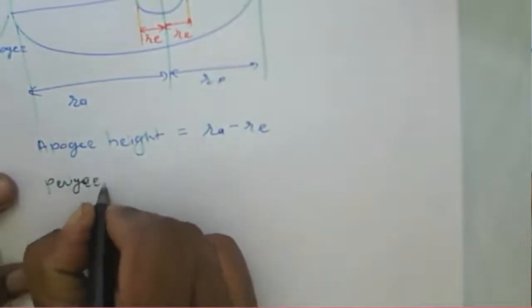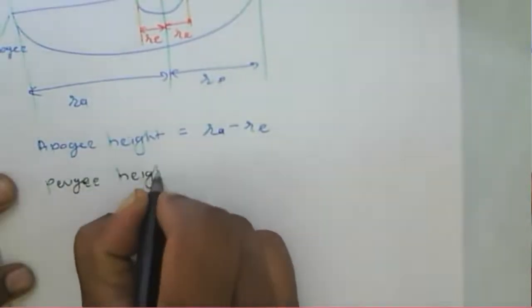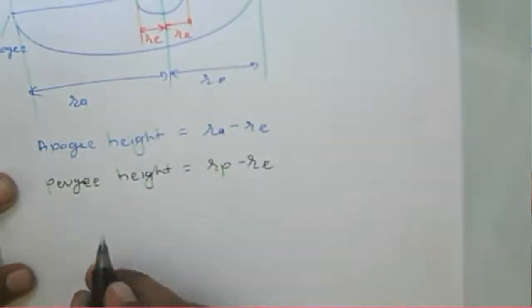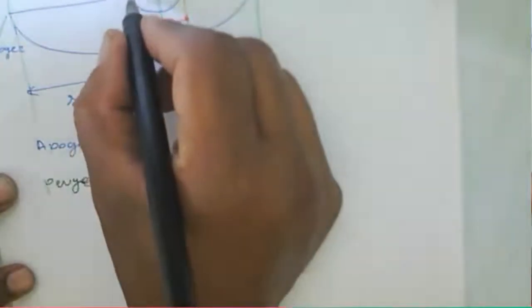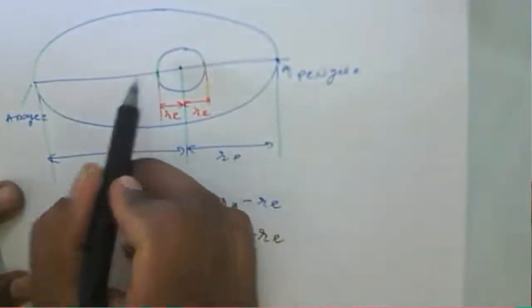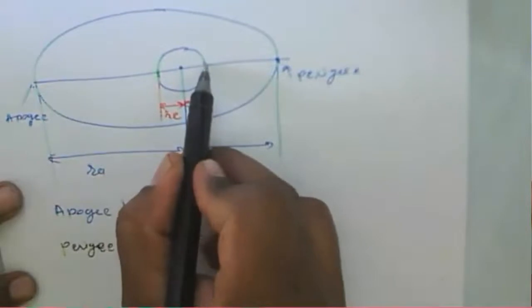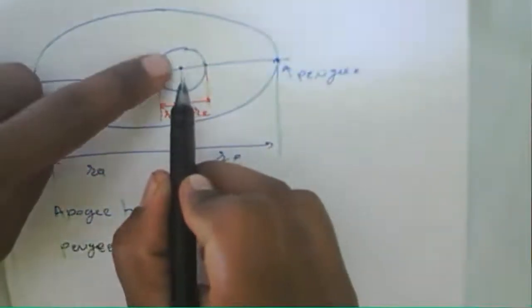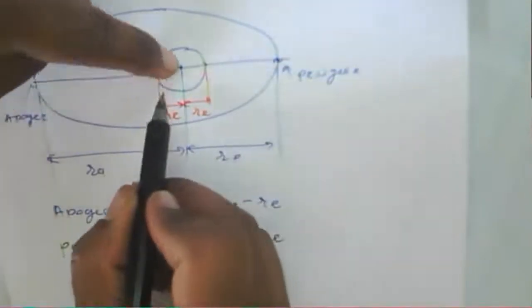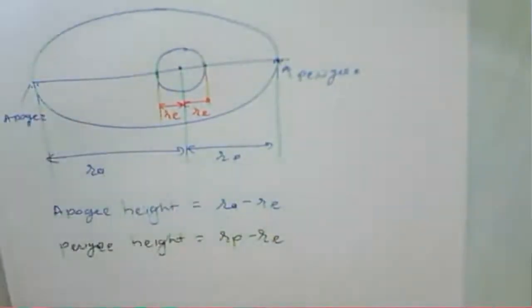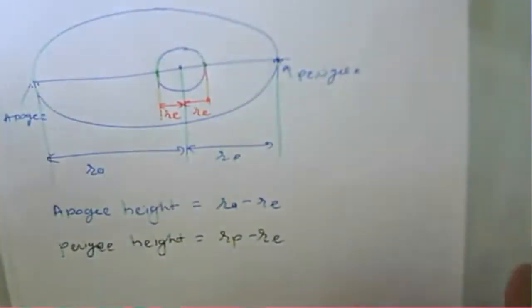apogee height is equal to what? RA minus RE. Apogee height is equal to RA minus RE. And perigee height is equal to RP minus RE. Height means the distance from the surface of the earth, from the surface of the earth to the apogee, and from the surface of the earth to the perigee. That is called the apogee height.